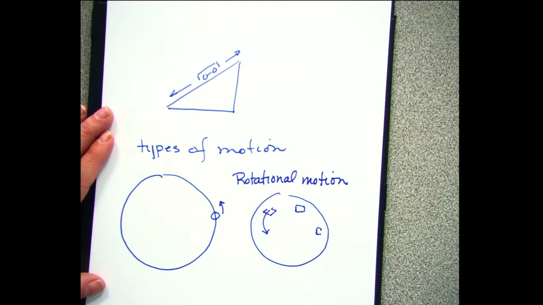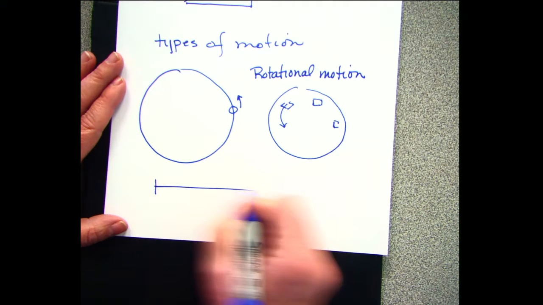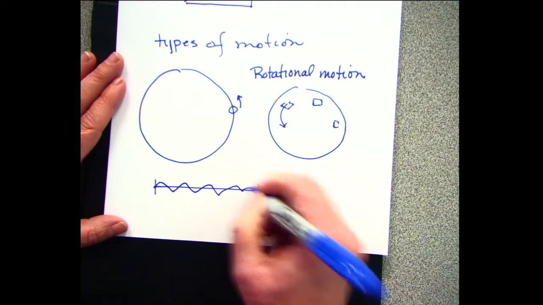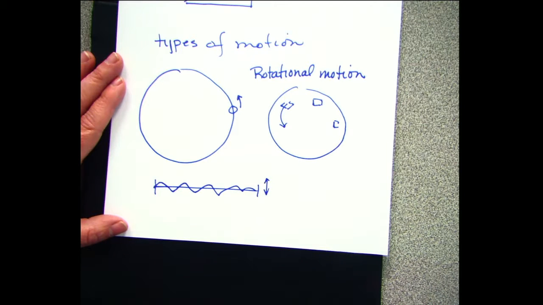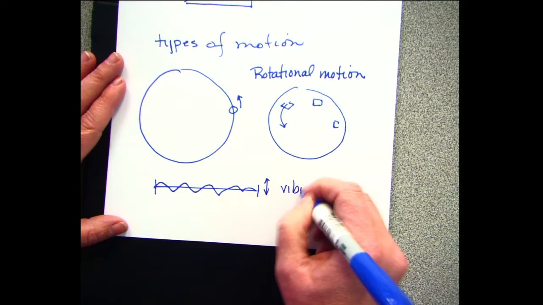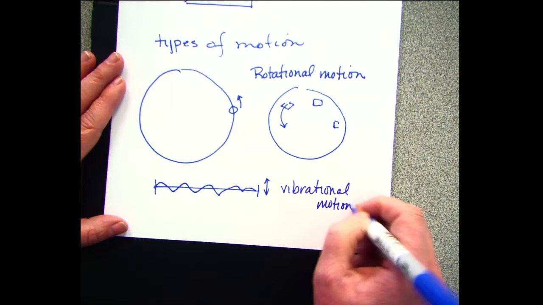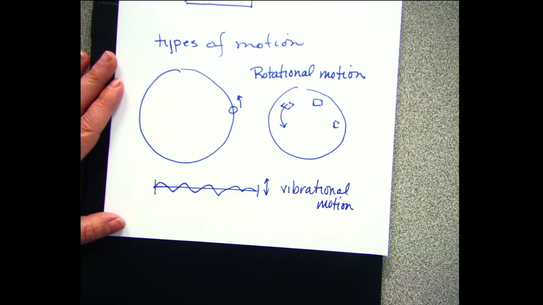So I have rotational motion. Then if I look at a guitar string, we know we can pluck it and get it moving back and forth, up and down like that. That's typically referred to as vibrational motion. And lucky for us, we won't see vibrational motion until physics 2, because that's where I start physics 2, in vibrational motion. So we won't see too much of it, but just know that it's there.